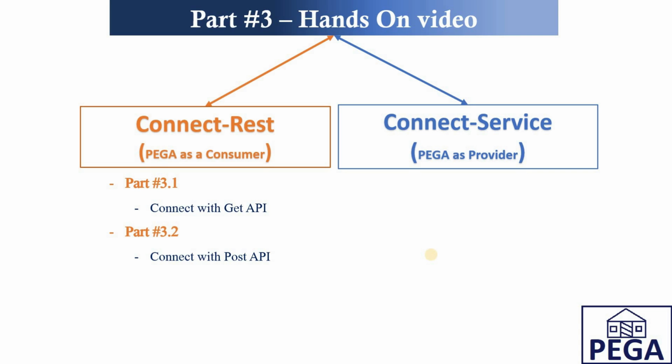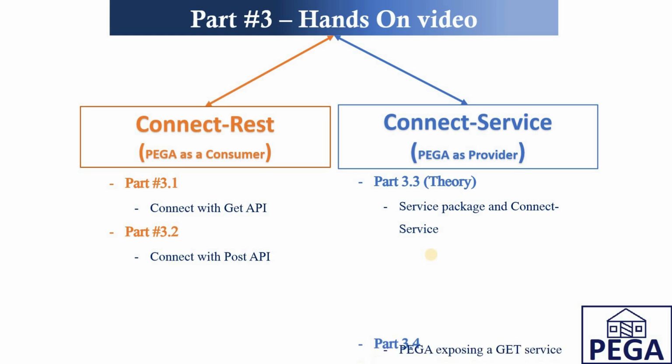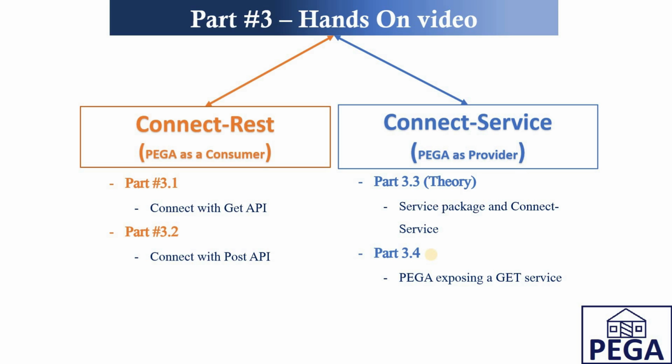On the other hand, you have Connect Service, wherein Pega is a provider. Pega is exposing an API to the external world so that the external world can consume those Pega APIs, so Pega is acting as an integration layer here. Here I have planned three videos. One is to explain service package and Connect Service, because they go hand in hand; without a service package or without Connect Service, you can't expose an API from Pega. Then I'm going to show you how Pega exposes a GET service and how Pega exposes a POST service. So this is my plan.